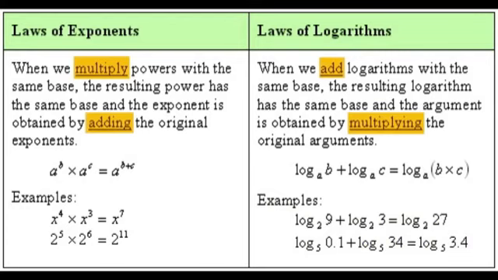Notice the relationship between these two laws. When you multiply powers, you add the exponents. But when you add logarithms, you multiply the arguments. Isn't this what you would expect for inverse operations?